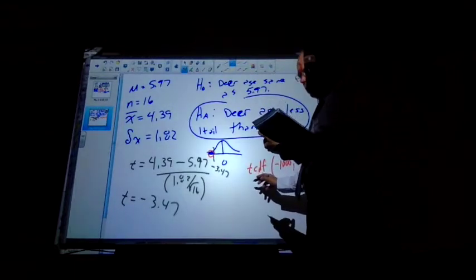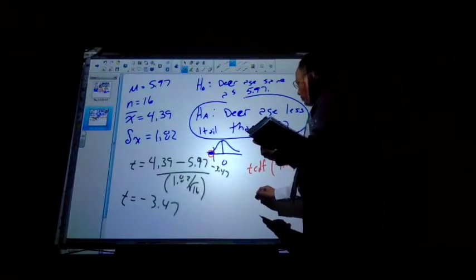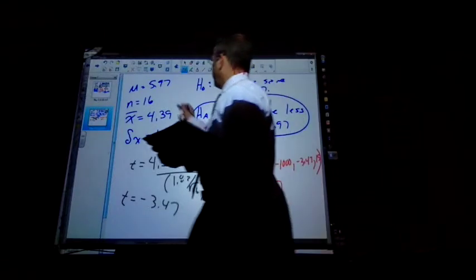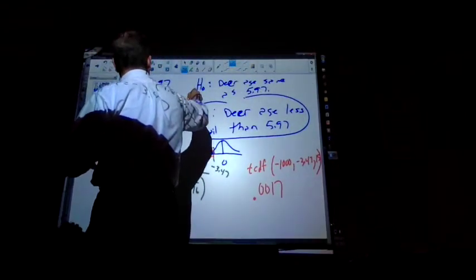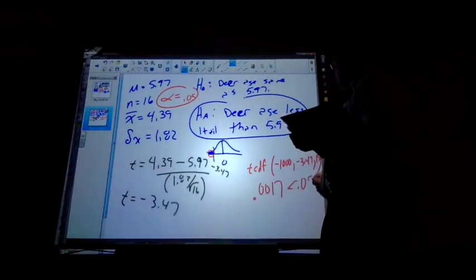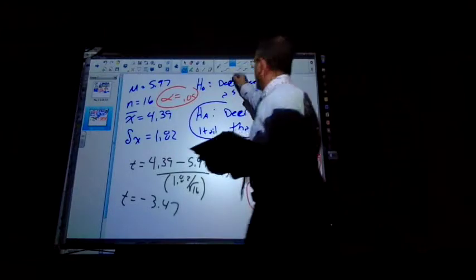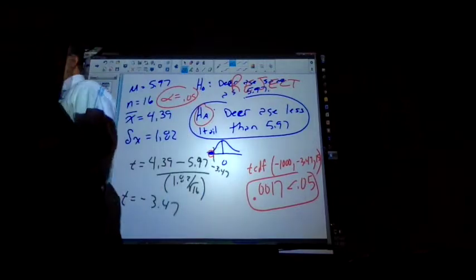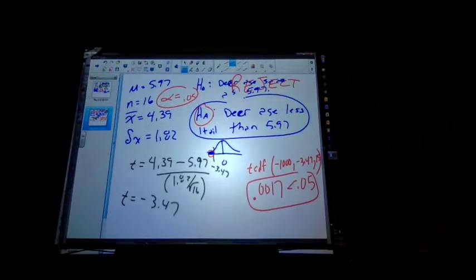So if I do that, this is going to give me 0.0017. And we are using an alpha value that was given in the problem of 0.05. So this is less than 0.05. This means I will reject this, which means it points to this. So it appears that we have a younger population, the deer age average population is indeed less. And we have to find other things.